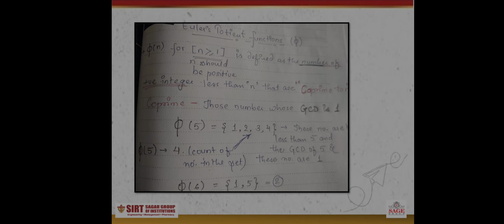Now next, we take another example, that is phi of 6. Now we will calculate the GCD of the numbers less than 6 with 6, that is 1 and 6, 2 and 6, 3 and 6, 4 and 6, and 5 and 6. Here we get only two numbers that have a GCD of 1, and it will give a count of 2. So this is the case of totient functions.